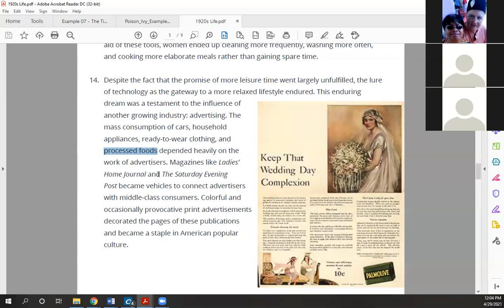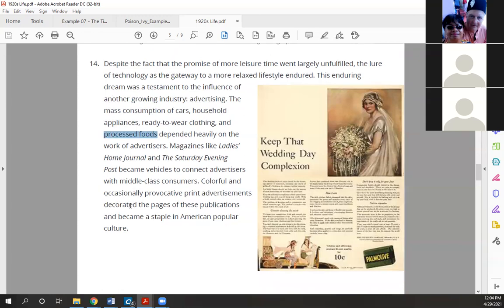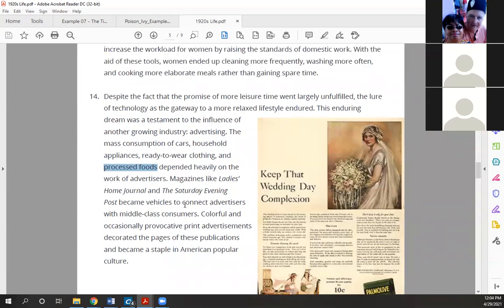Magazines like Ladies' Home Journal and the Saturday Evening Post became vehicles to connect advertisers with middle class consumers. Colorful and occasionally provocative print advertisements decorated the pages of these publications. It became a staple in American popular culture.